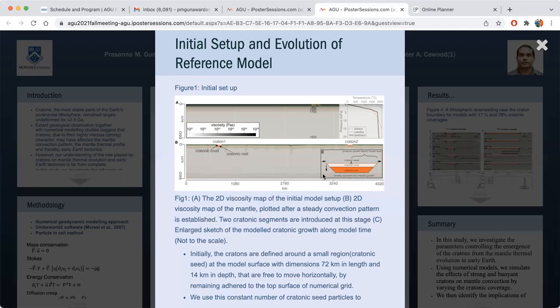Figure C illustrates the cratonic growth of the model. We introduce the lateral cratonic growth as well as vertical cratonic growth. The lower boundary of the cratonic root can reach 250 kilometers, and the lower boundary of the cratonic crust can reach 60 kilometers depth. The lateral growth depends on the cratonic coverage and the growth rates.